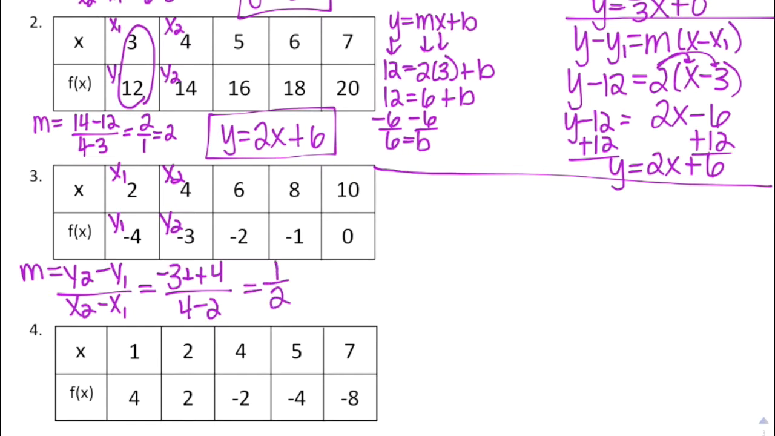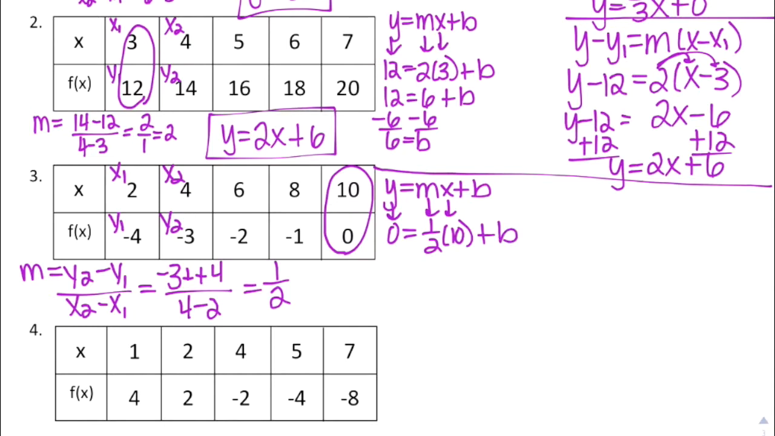Be careful. Your y-intercept is not 10, 0. That would be your x-intercept. Remember, your y-intercept happens when x is 0, not when y is 0. Plugging this into y equals mx plus b, I'm actually going to choose this last point because it doesn't have any negatives. So 0 equals 1/2 times 10 plus b.